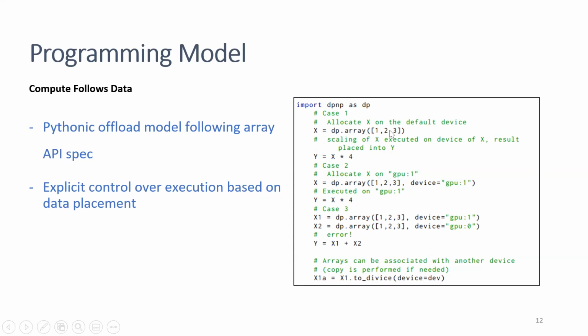So I got dp.array, which is executed on the default device, and the same code is now executed on GPU. And if I'm trying to create two NumPy arrays on two different devices, it provides an error. So this is an important upcoming concept: most of these data parallel essentials for Python, the scikit-learn courses, will be moving towards this approach of compute following data.